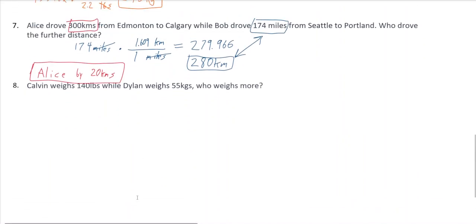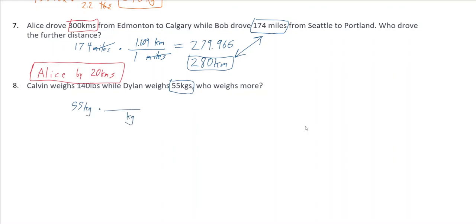Okay, Calvin weighs that much, 140 pounds, while Dylan weighs 55 kilos. Who weighs more? So again, same sort of process. We pick one and we go with the other. Since in Canada we generally measure in pounds, even though we're a metric country, we generally measure in pounds. It's really interesting that way. Maybe we're trying to keep our physics straight with apparent weight, our weight versus our mass. That maybe that's what it is.